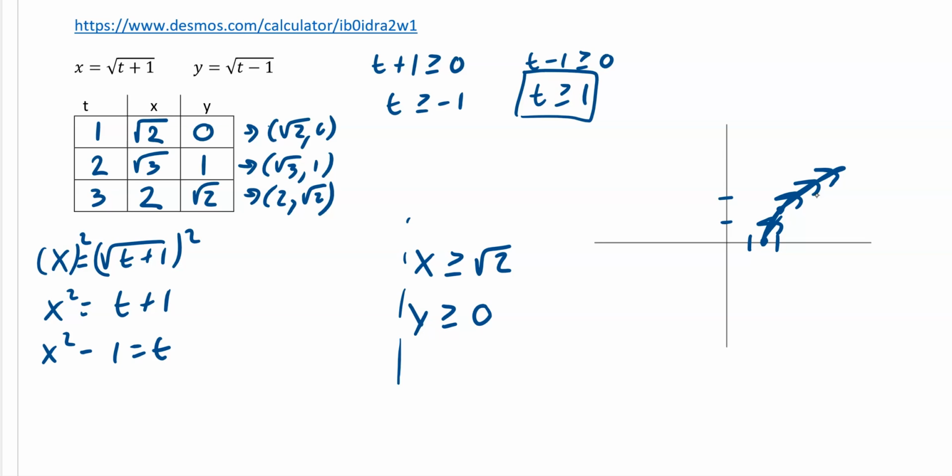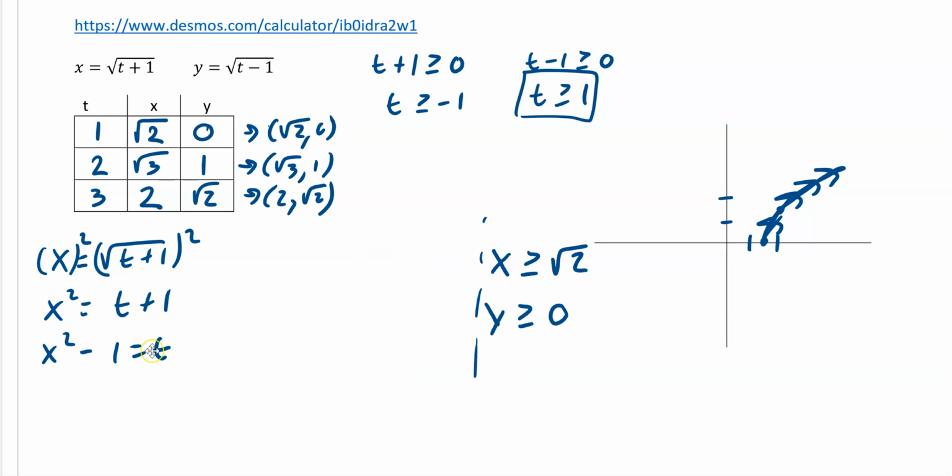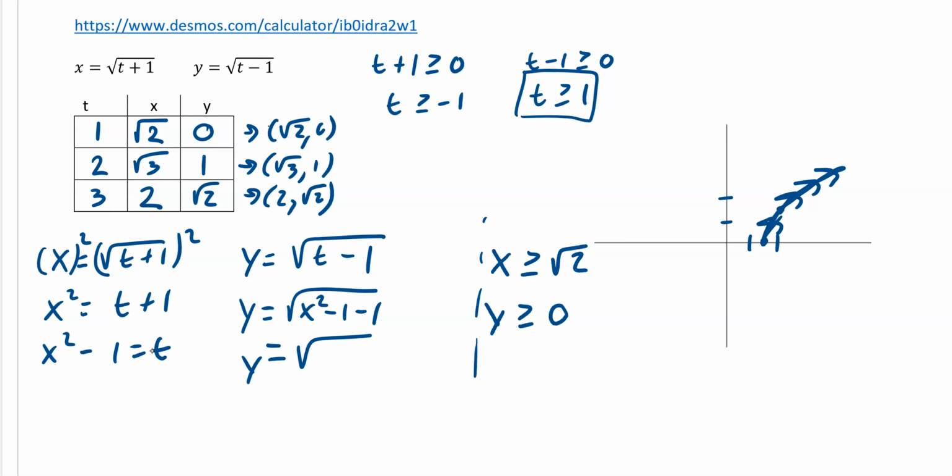Now, let me move these over actually. So we're just substituting. That's all we're doing here. So y equals square root of t minus 1, and then we can plug that in. So y equals square root of x squared minus 1 minus 1. It's x squared minus 2. So there is our Cartesian equation.